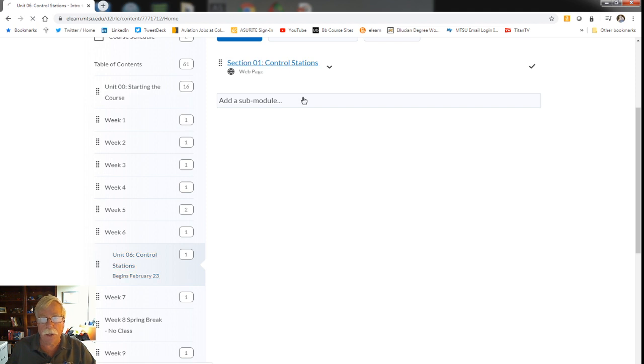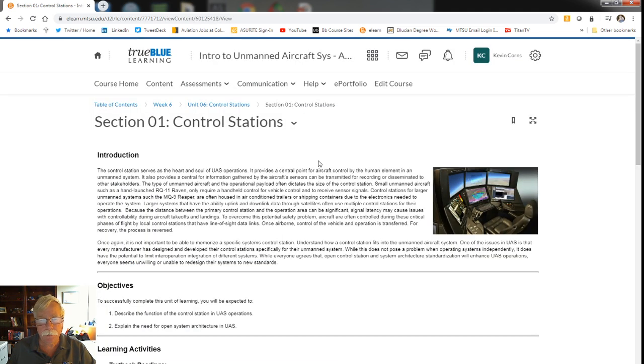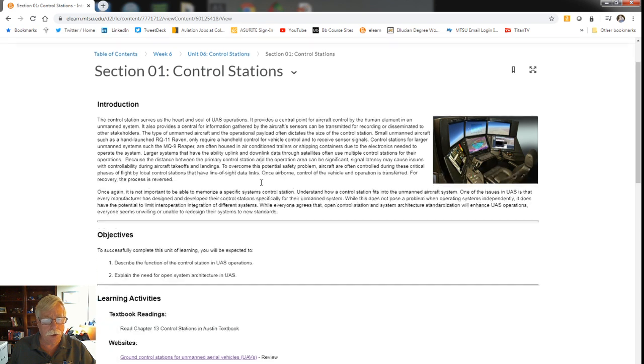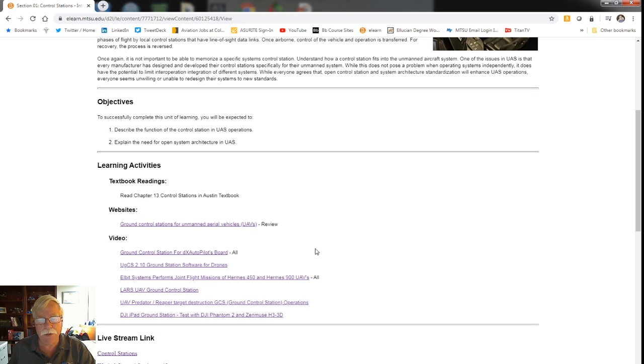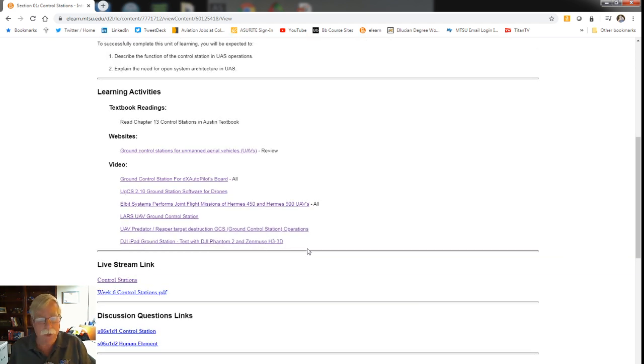So let's get into the content for this week. We're talking about control stations. You can read the introductions and objectives: describe the function of the control station, and explain the need for an open architecture in UAS. We'll talk a little bit about that. This week is chapter 13, not too long in the Austin textbook. I also have some websites and a video for you to take a look at that will explain a little bit more about ground stations in general.